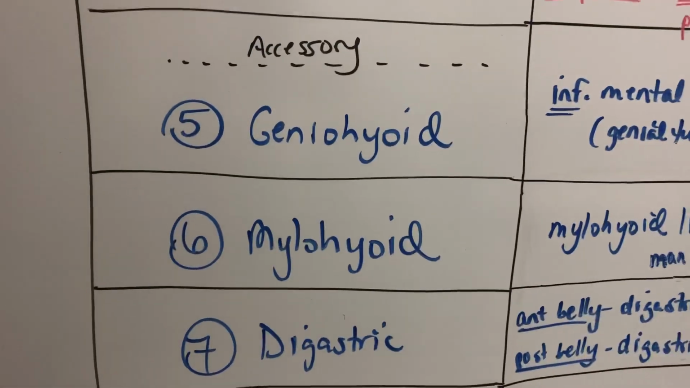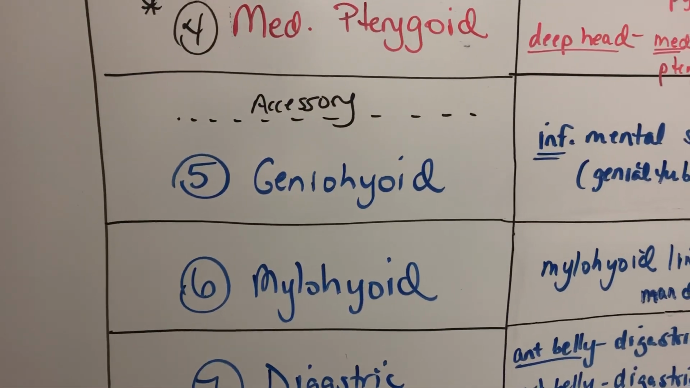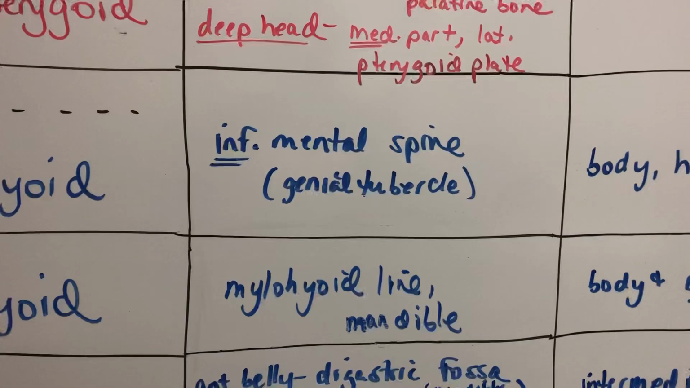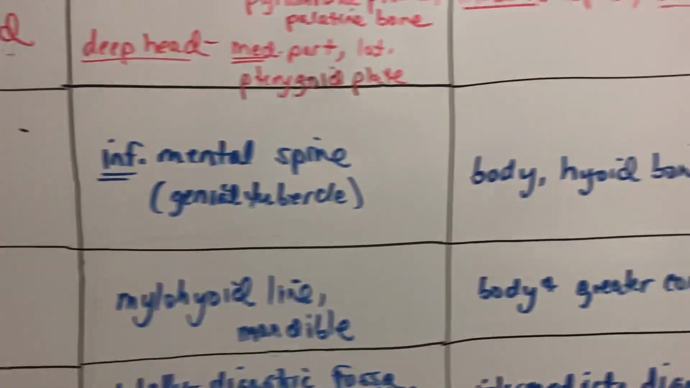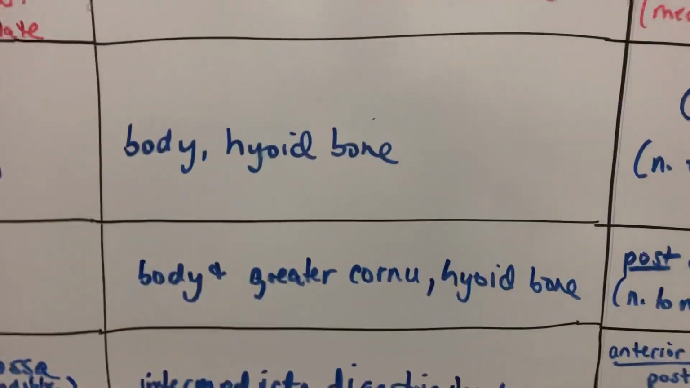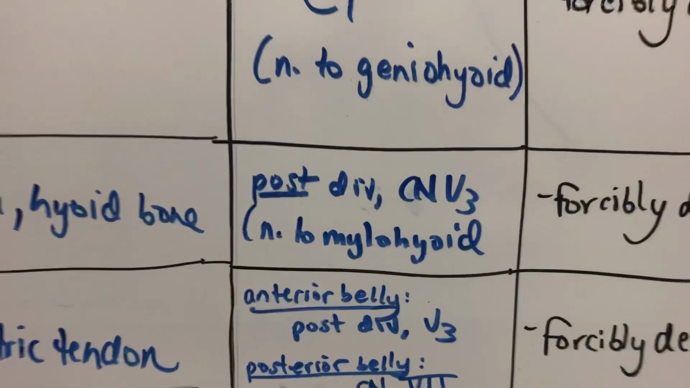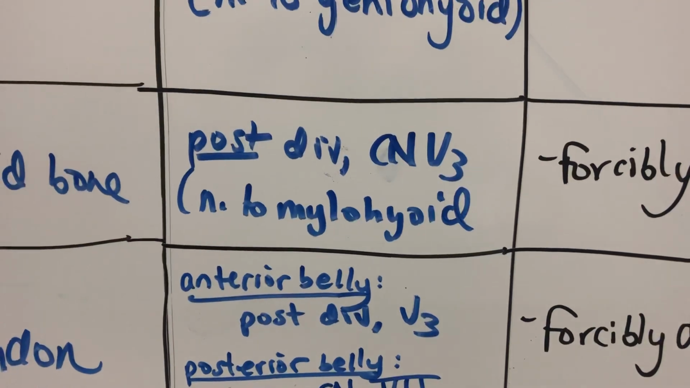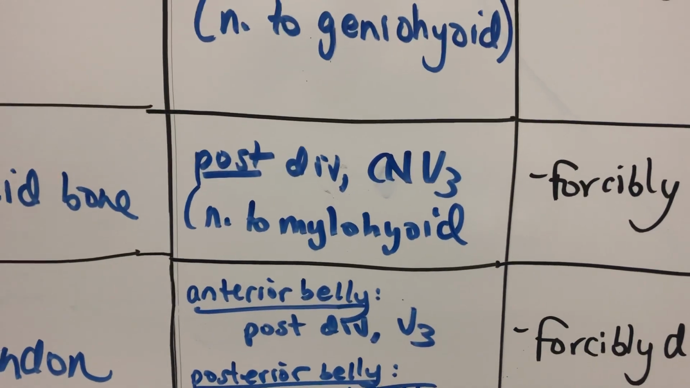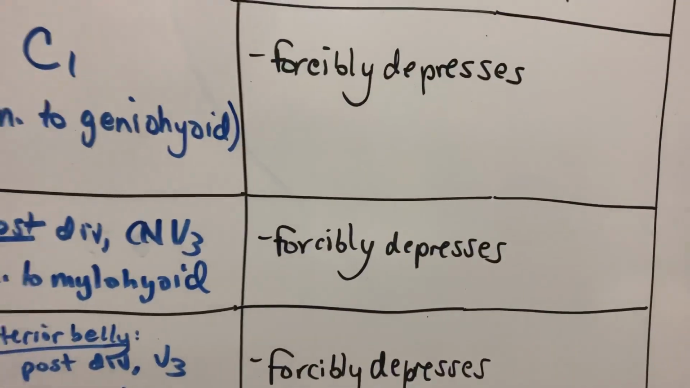Mylohyoid. Mylohyoid is the diaphragm of the floor of the mouth. This structure comes from the mylohyoid line of the mandible. It inserts onto the body and a little bit of the greater cornu of the hyoid bone. It's innervated not by the anterior division, but by the posterior division of V3, nerve to mylohyoid, and it forcibly depresses the jaw.